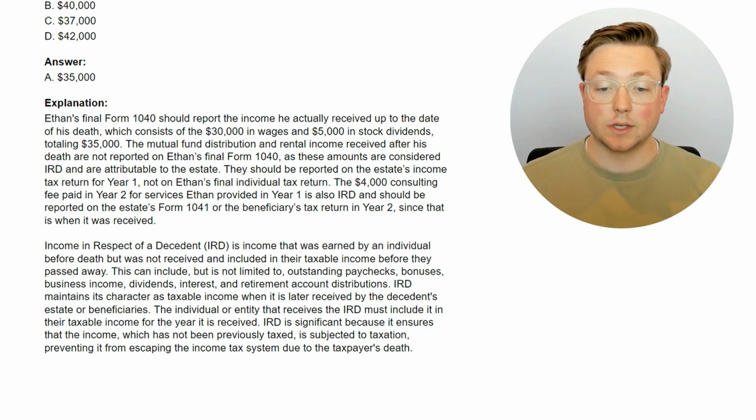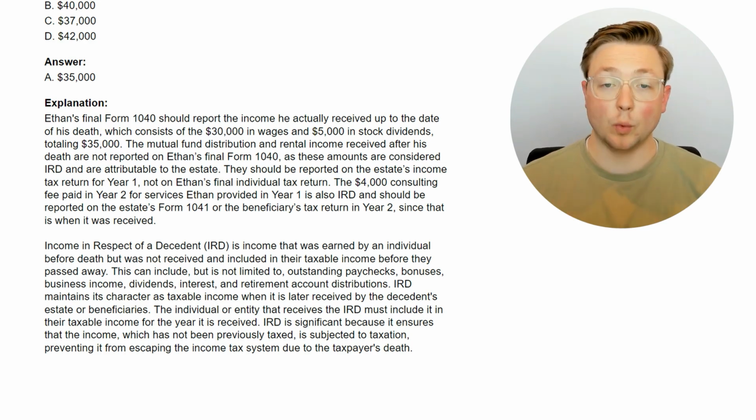The individual or entity that receives the IRD must include it in their taxable income for the year it is received. IRD is significant because it ensures that the income which has not been previously taxed is subjected to taxation, preventing it from escaping the income tax system due to the taxpayer's death.